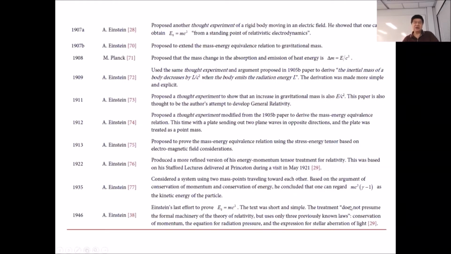So Einstein was not satisfied with this paper. In the next year, 1906, he published another paper based on the argument of conservation of center of gravity. That paper also has some problems. And so over the following 30 years, Einstein wrote many more papers. In 1907, he published 2 papers, then 1908, 1909, 1911, 1912, and all the way up to 1946. Einstein published about a dozen papers trying to prove E equals mc squared.